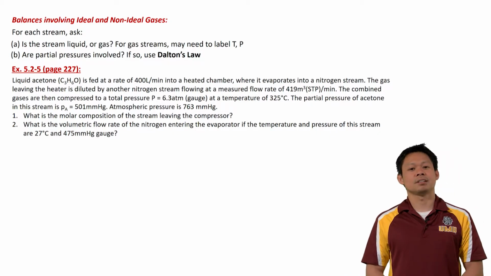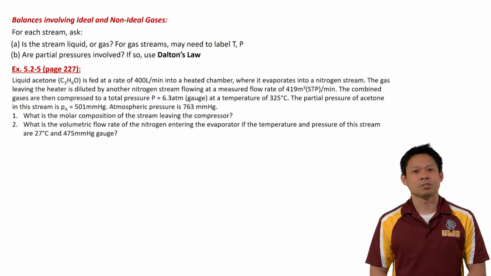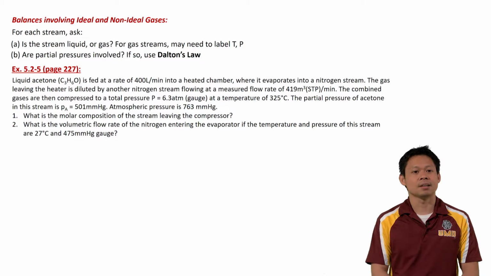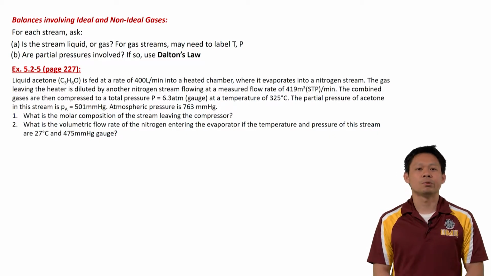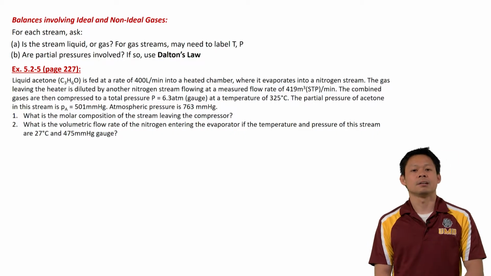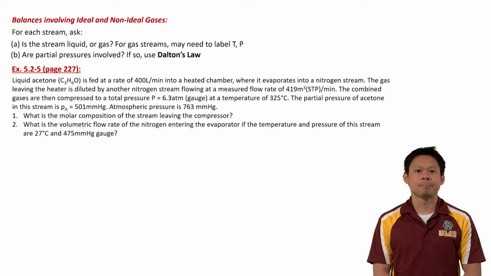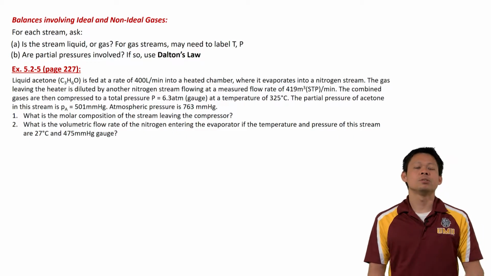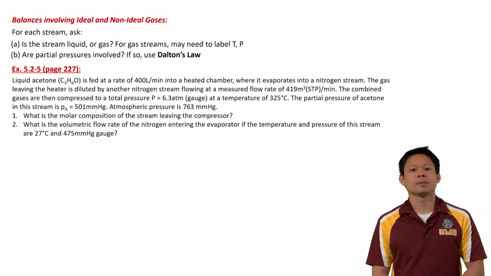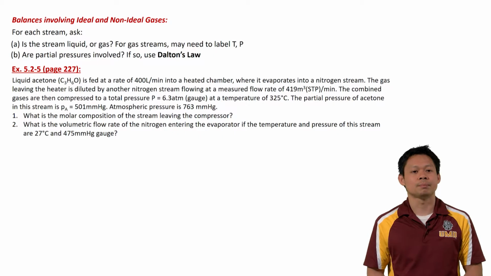Atmospheric pressure is 763 millimeters of mercury. We want to know what is the molar composition of the stream that leaves the compressor, which is the second unit, and the volumetric flow rate of the nitrogen that goes into the evaporator or the heated chamber, if in this case we're given the temperature and pressure of this stream, the nitrogen stream. So we're going to do this in the same way. Draw the diagram, label the process flow diagram, do a degree of freedom analysis to see where we can start, and then start to solve this problem.